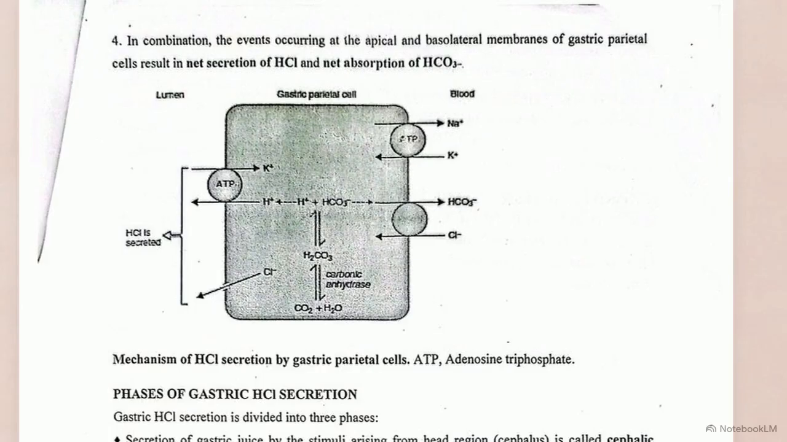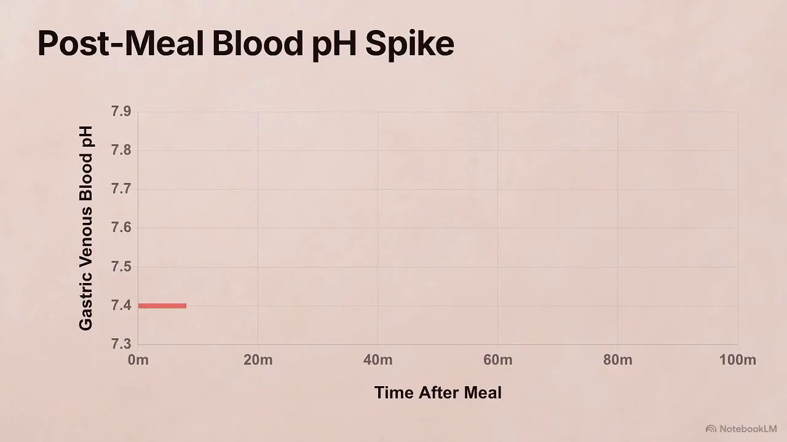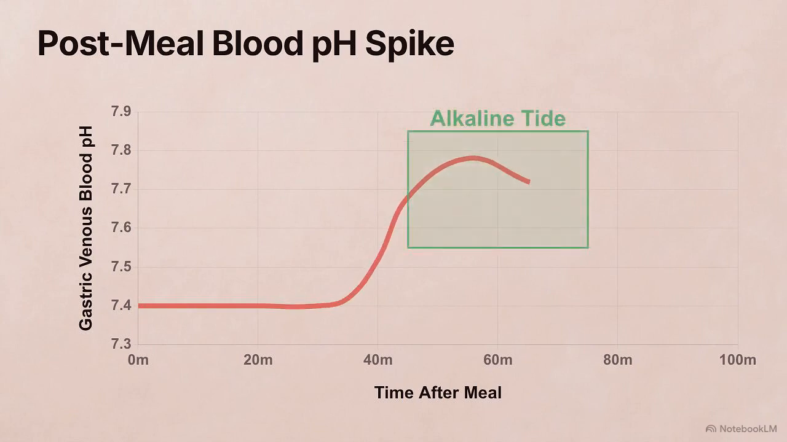Returning to our parietal cell diagram, look at the blood-facing basolateral membrane on the right. The remaining bicarbonate ion is absorbed into the blood in exchange for incoming chloride. This influx of absorbed bicarbonate creates a measurable spike in gastric venous blood pH after a meal, a phenomenon known as the postprandial alkaline tide.